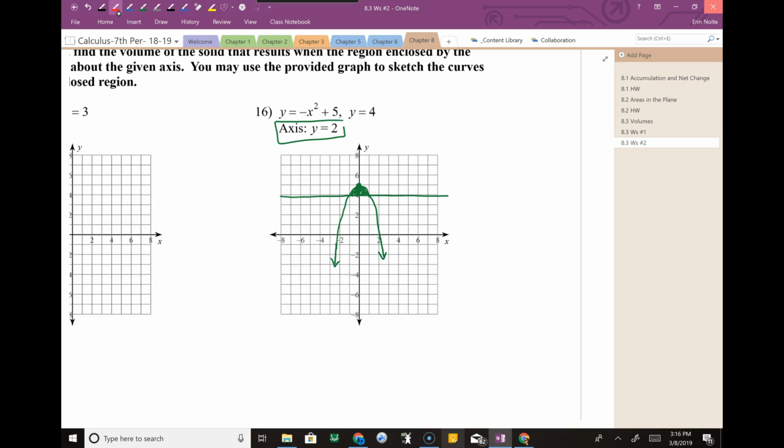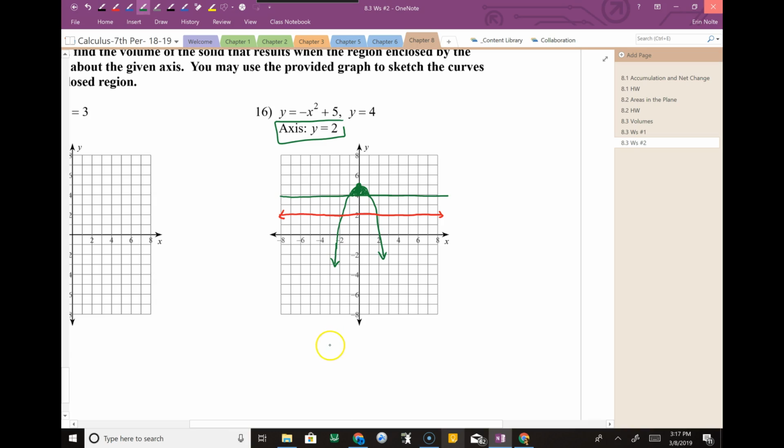Okay, my line of revolution, I'm going to draw this in a different color so we can imagine it. So my y equals 2 line is right here. So we're revolving it around y equals 2, that red line. Okay, so is this a disc or a washer? Okay, it is a washer.